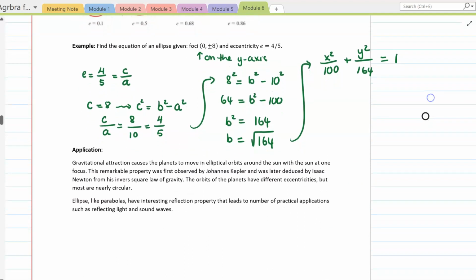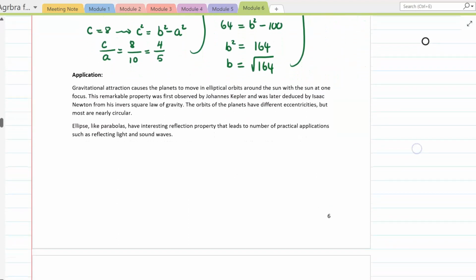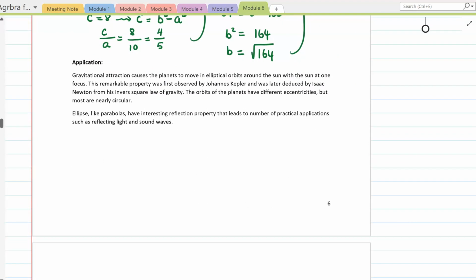Let's take a look at an application. The gravitational attraction caused the planets to move in an elliptical orbit. So this is why we want to learn about ellipses. Around the Sun with the Sun at one focus. This remarkable property was first observed by Johannes Kepler and was later deduced by Isaac Newton from his inverse square law of gravity. The orbits of the planets have different eccentricity, but most are nearly circular.